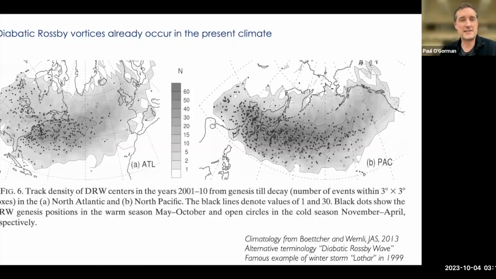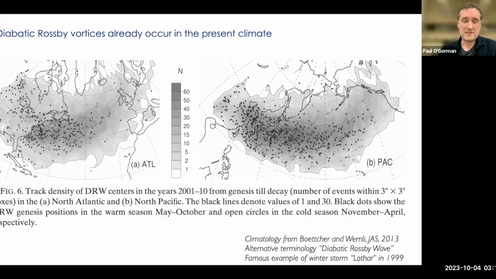So I mentioned this is seen in observations. I want to show you what that looks like. This is a climatology from Hoskins and Berrisford from a number of years ago, showing on the left the Atlantic Basin and on the right the Pacific Basin. The shading is showing the number of these diabatic Rossby vortices that they identified with a special tracking algorithm. And then the points are where the genesis is in different seasons, depending on whether it's black or open circles.